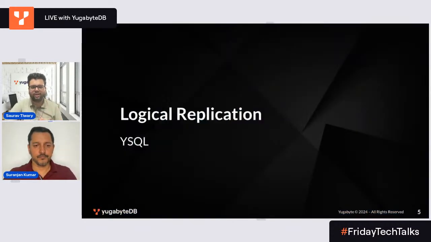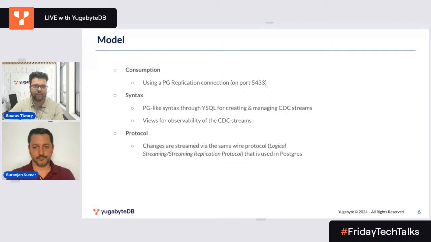So let's talk about logical replication, and then we'll see how we solve those 2 pain points. Let's talk about the model. I want to talk about 3 main pillars of this model: the consumption model, the syntax, and the protocol itself. On the consumption front, this new offering will use the existing 5433 port, which is also exposed for executing your normal YSQL queries. The only difference is that you have to establish a new connection called a replication connection, and we'll see how to do that in the demo.